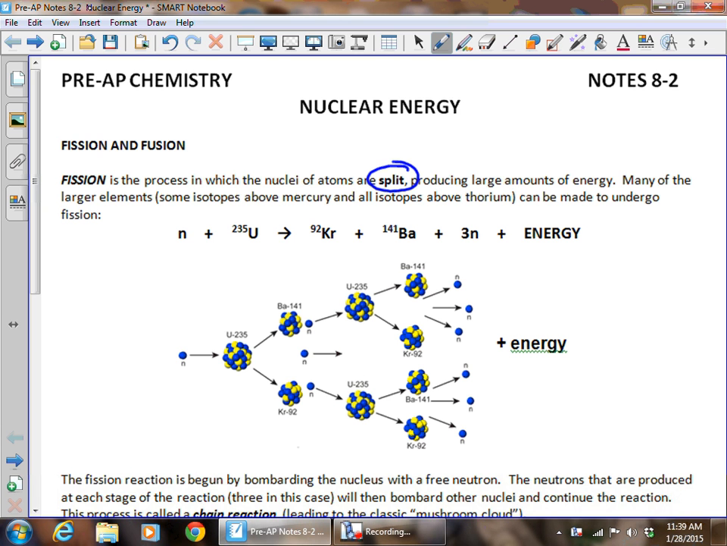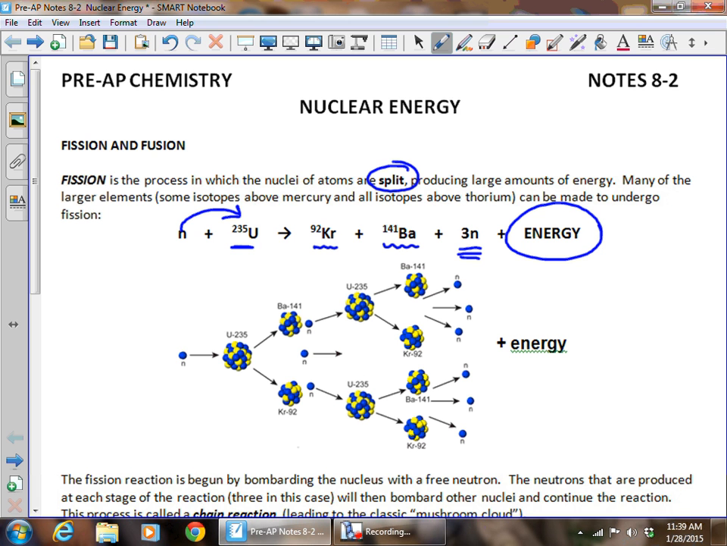Many of the larger elements, some of the isotopes above mercury and all of the isotopes above thorium, can be made to undergo fission. This is just a sample of a type of nuclear fission process where you take uranium and bombard the uranium nucleus with neutrons, and when it does, it splits into two smaller isotopes of krypton and barium, gives off extra neutrons and lots of energy.